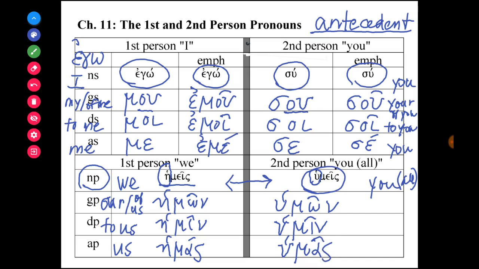And this would be "you" for the nominative, "your" for the plural, or "of you all," "to you all," and for the accusative, "you all." And these are the second and first person singular and plural forms.